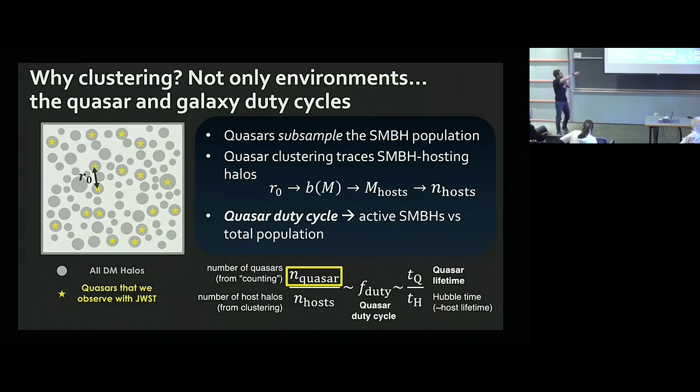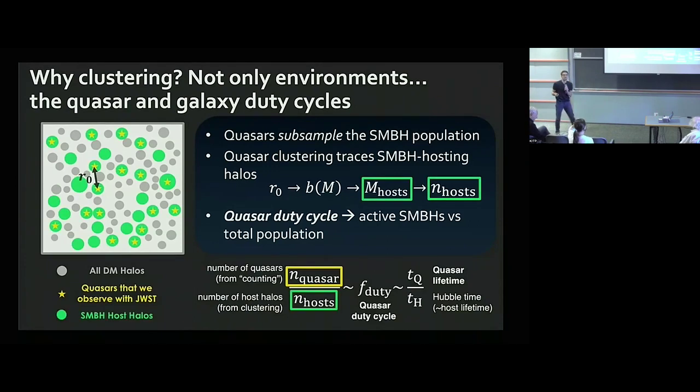So you see here a sketch with some halos distributed, and some of these halos are hosting bright quasars, which are the yellow stars. The key point to understand is that quasars are just subsampling the underlying supermassive black hole population, just because supermassive black holes at some point, quite randomly, we think, may turn on and become active quasars. And so what we are really doing by measuring the clustering of quasars is revealing this underlying supermassive black hole population, which is clustered in the same way as quasars.